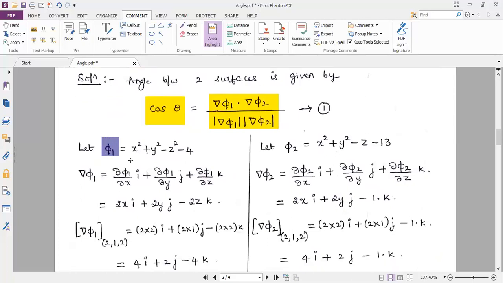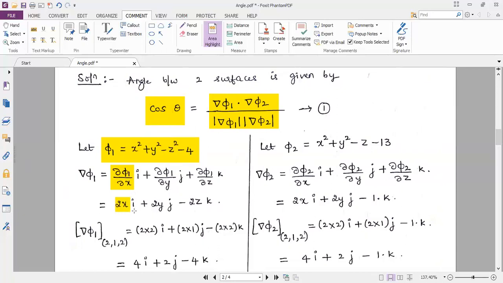Let phi1 be the given first surface, that is x square plus y square minus z square minus 4. Formula for grad phi1, dou phi1 by dou x i plus dou phi1 by dou y j plus dou phi1 by dou z k. With respect to x, differentiation of x square is 2x. Differentiation of y square and z square minus 4, all are constants when we differentiate with respect to x. So differentiation of a constant is 0.